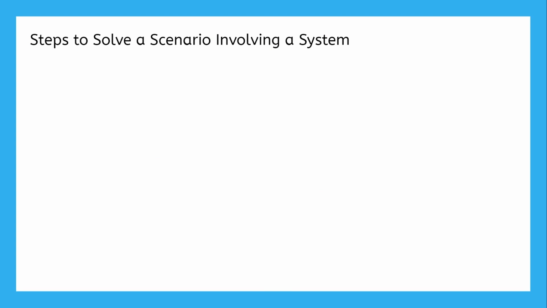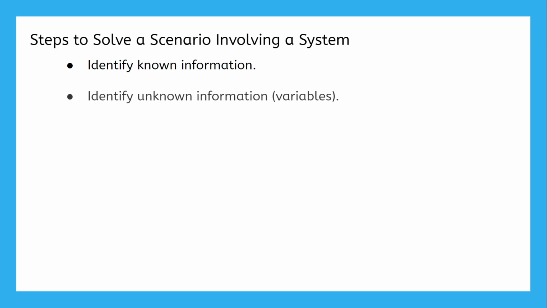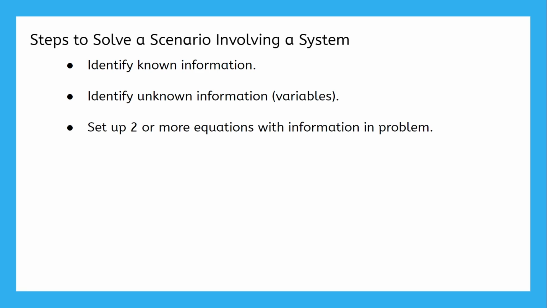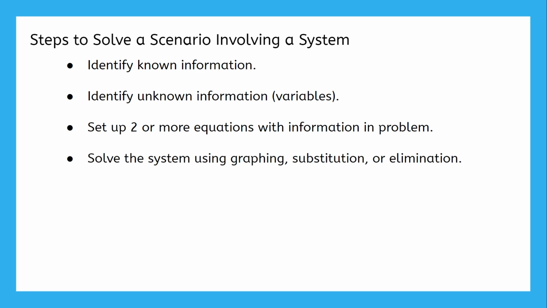First, let's review the typical process to solve a scenario involving a system. First, identify information given to you in the problem. Then, figure out what information is missing and define those as your variables. Next up, use the known information and variables to set up multiple equations as a system. Then, solve the system using any of the three methods that we've learned so far. And finally, use the solution you found to answer the question.